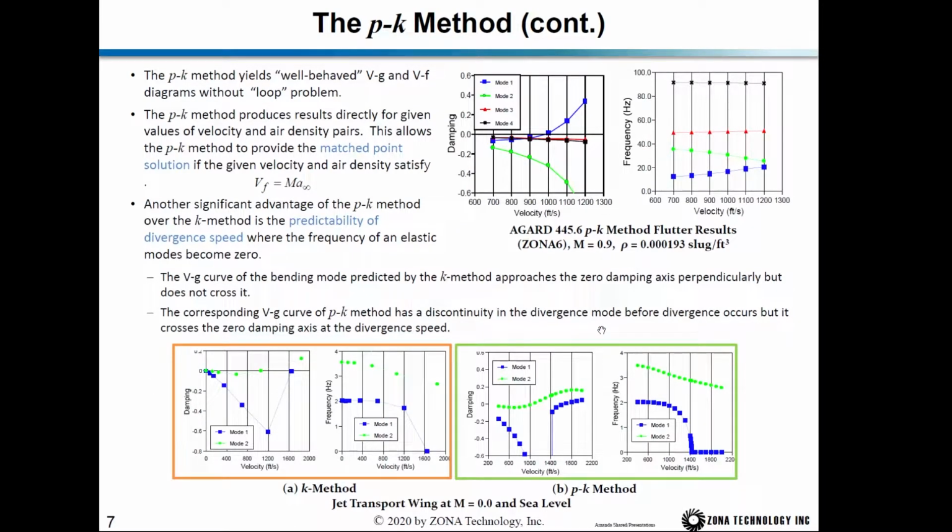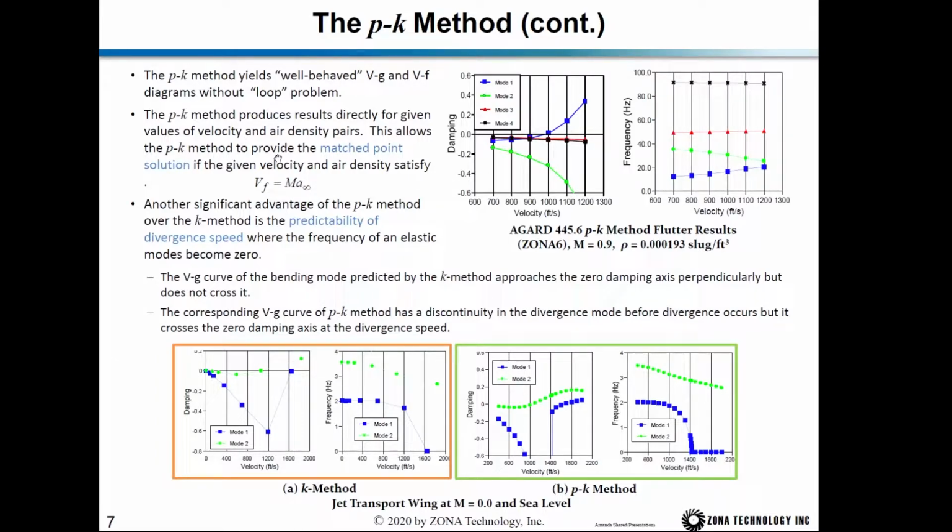And the pk method, yes, will behave well in the Vg and Vf diagram without the loop problem. So the procedure is that you give a velocity, you have 4 modes, and the pk method will give you 4 sets of damping and 4 sets of frequency. Then you change to another velocity, and it gives you another 4 sets of damping and frequency. Then you can connect those damping and connect those frequency to generate the Vg and Vf diagram.